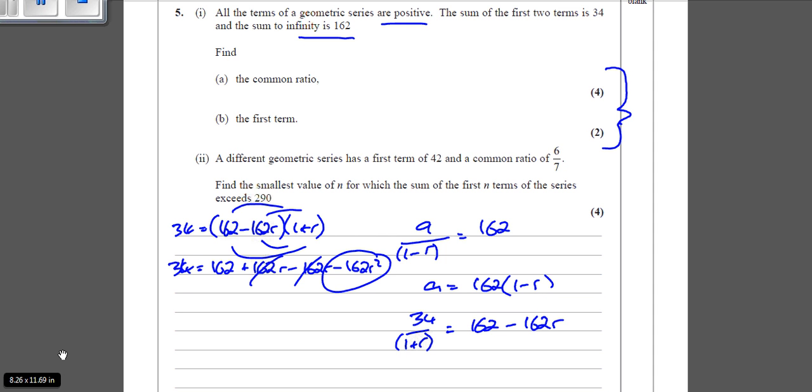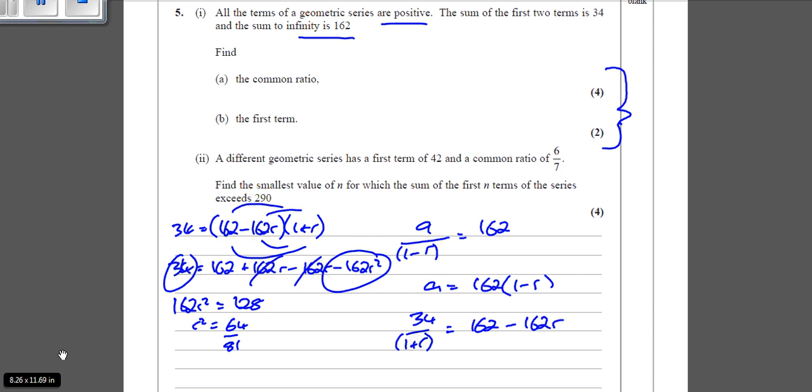If we move this to the other side and move this to the other side, we're going to get 162r squared equals 162 minus 34, which is 128. So we've got r squared equals 128 over 162, which if we simplify that fraction goes to 64 over 81. And then we've got to do the square root of it.